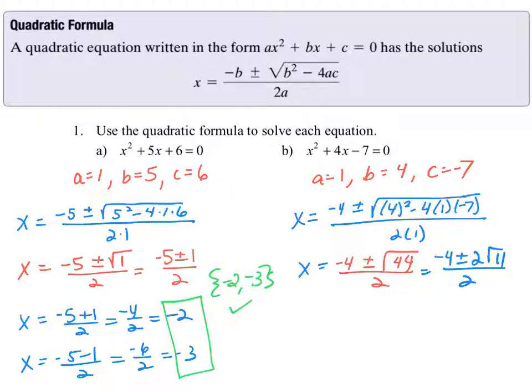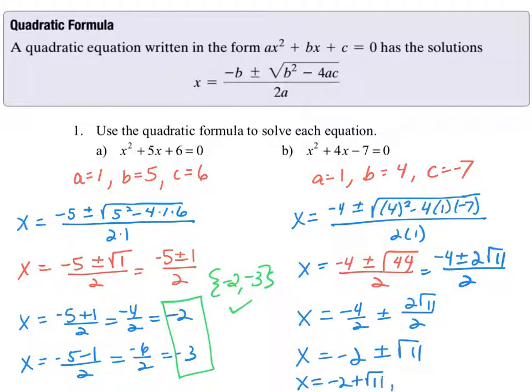Then we can divide each one of these terms by 2 to write it as negative 4 over 2 plus or minus 2 square root of 11 over 2. And then it can be further simplified to negative 2 plus or minus the square root of 11. So one answer is x equals negative 2 plus the square root of 11, and the other answer is x equals negative 2 minus the square root of 11.